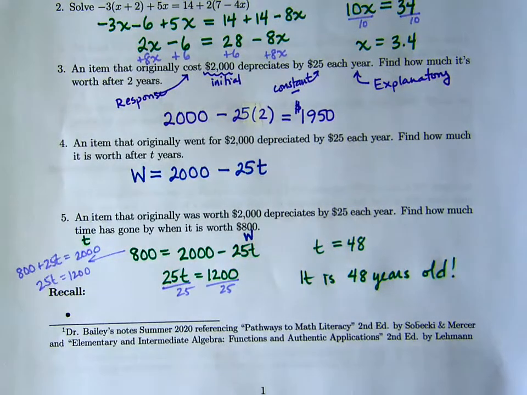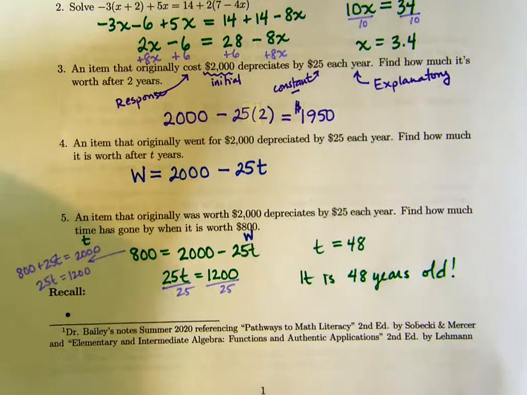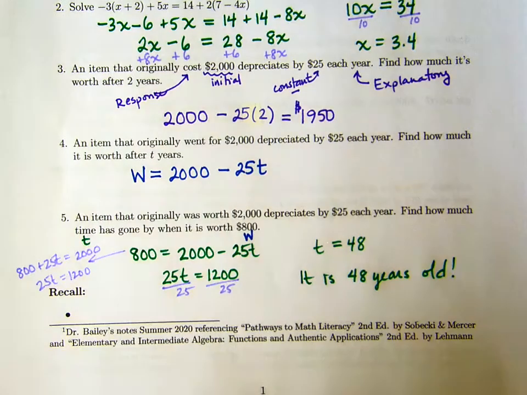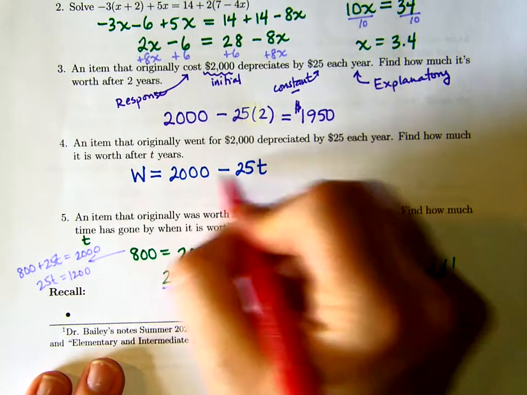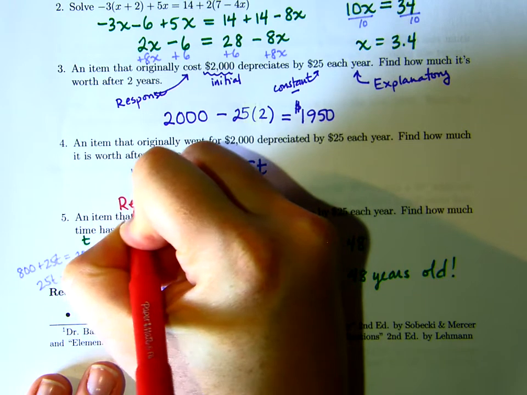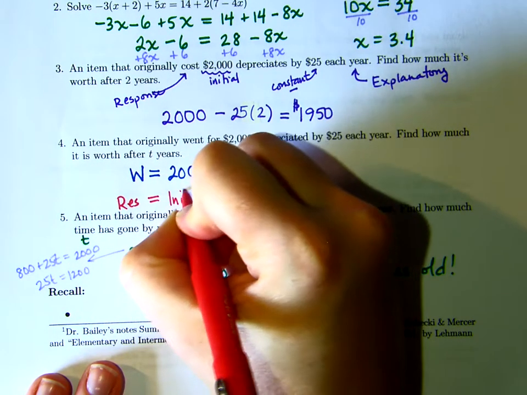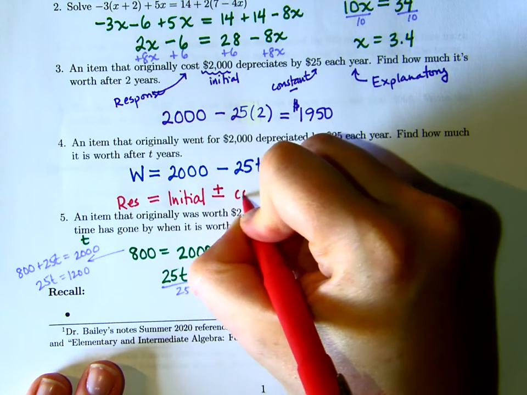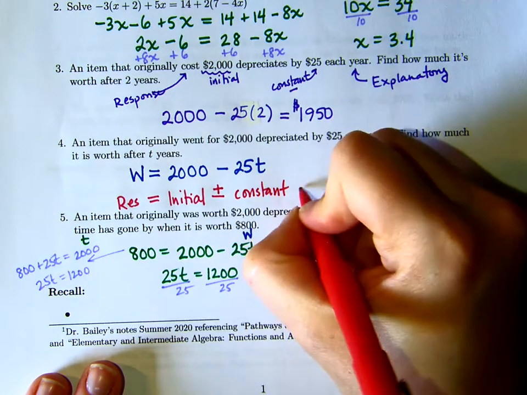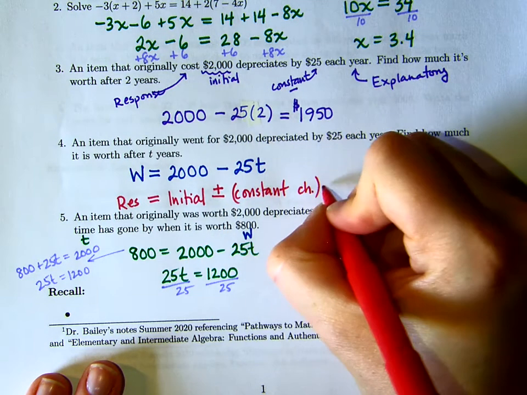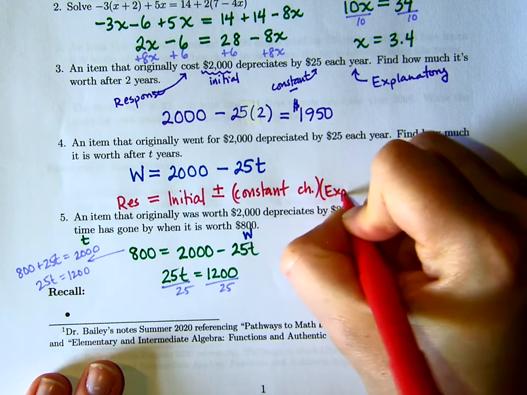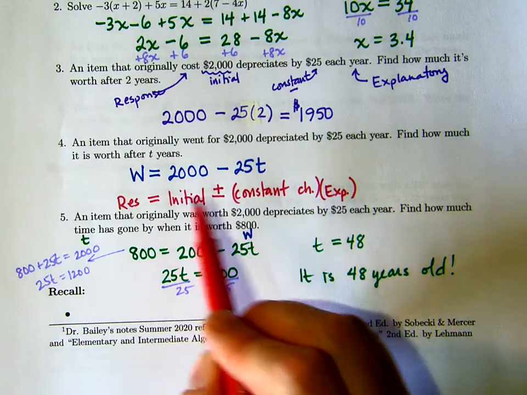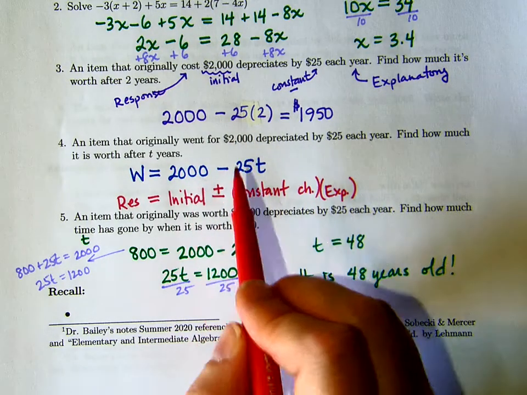I'm going to write down this recall, but there's another recall that happened too. So up here, I'm actually going to draw in another recall right here. And that was that the response was the initial plus or minus the constant change times the explanatory variable. So this is actually my first recall, and we just used it. We said 2 grand, take away 25 t times.